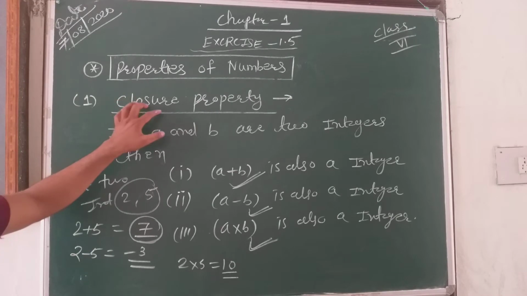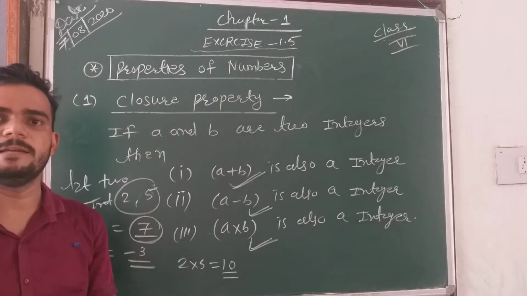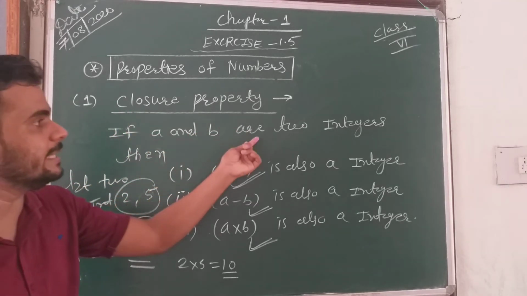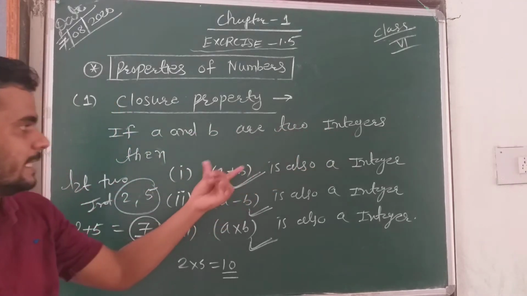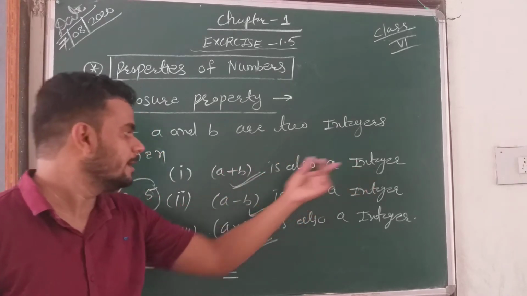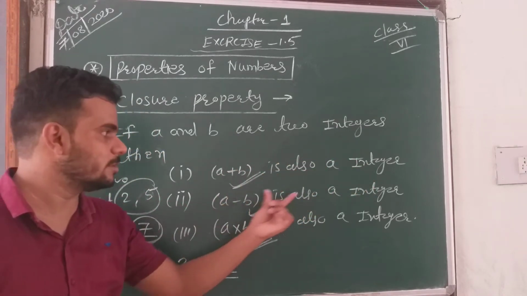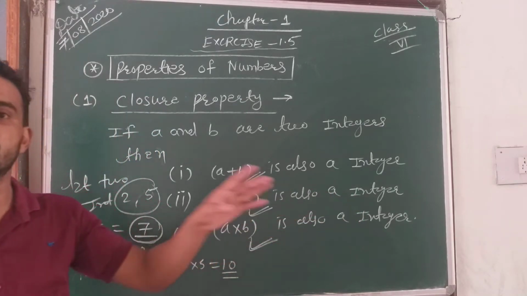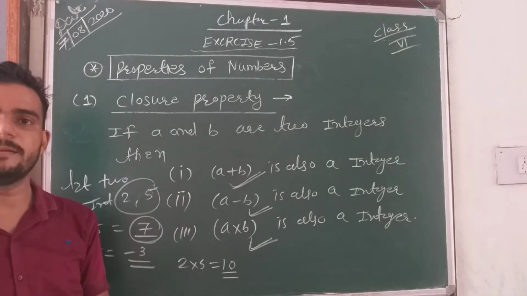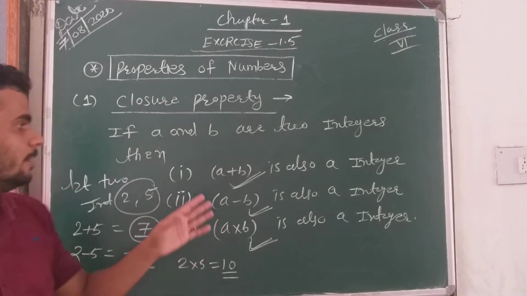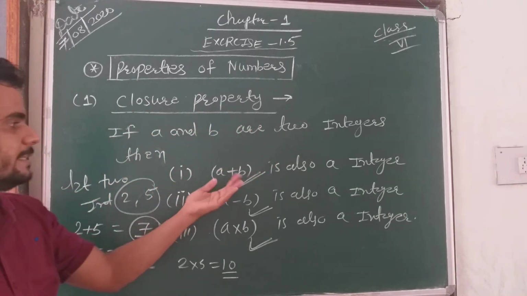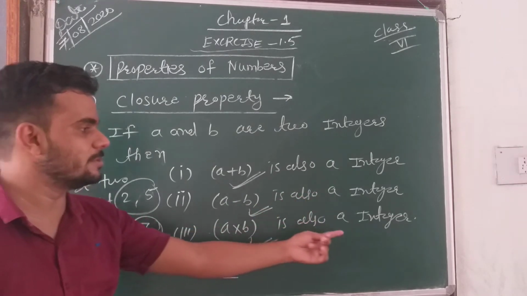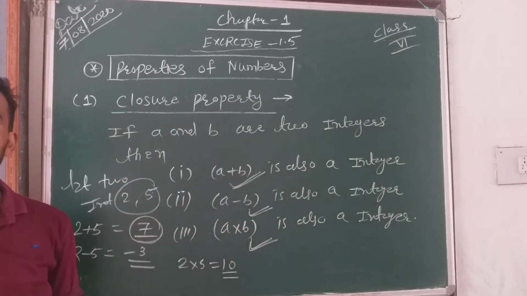What is the meaning of closure property? If you have a and b integers, then the sum of the integers is also an integer, the difference of the integers is also an integer, and the multiplication of integers is also an integer. Sika, what is the closure property? Very good. If you have a and b two integers, a plus b is an integer, a minus b is an integer, a multiply b is an integer. Take the screenshot and write in your notebook.